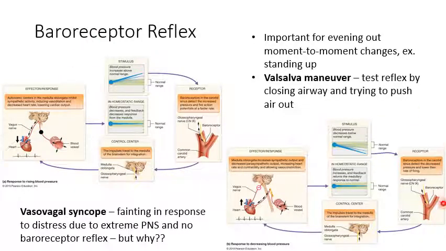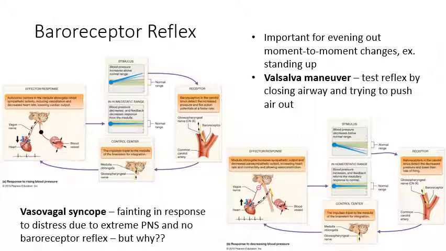It can also go the other way. If your blood pressure drops below normal, you're going to have less stretch in the carotid and aortic sinuses. The baroreceptors will respond to that as well. They're going to fire less frequently than normal. Those signals will go into the medulla oblongata, and the medulla oblongata will coordinate a response, which is going to be to activate the sympathetic nervous system. So when the sympathetic nervous system activates, you're going to have an increase in contractility and heart rate and vasoconstriction. Those things are going to increase your blood pressure by increasing cardiac output and vascular resistance.